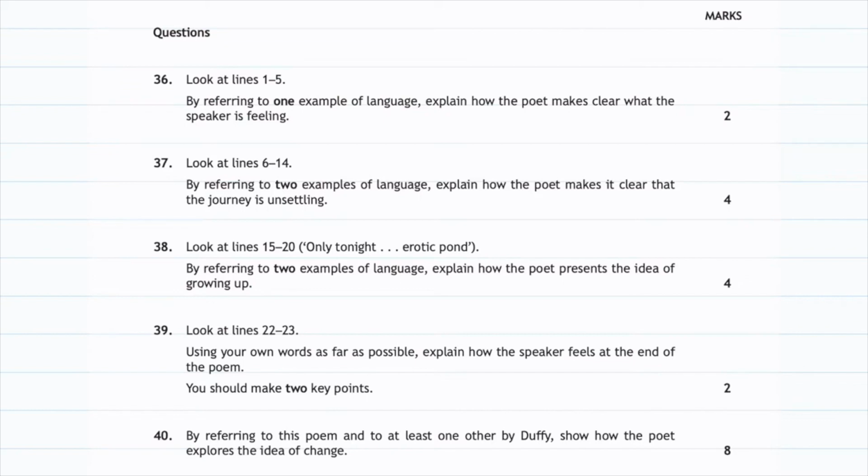This 8-mark question is different from the previous questions in the paper because instead of focusing your analysis solely on the poem featured in the exam, you'll be asked to bring in outside knowledge from the poet's other poems. For example, this exam could be on Originally, and it asks you to bring in other poems that also explore the idea of change. We're going to go through how to answer that in this video.